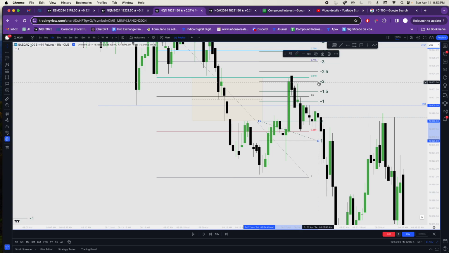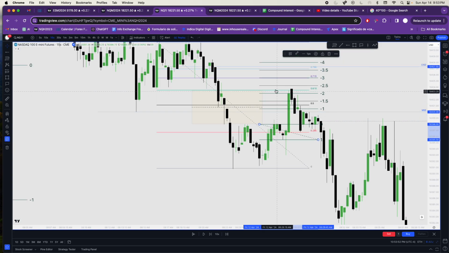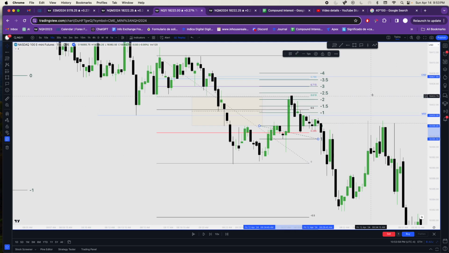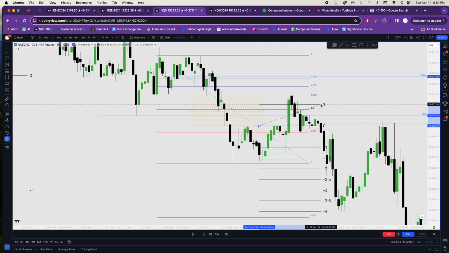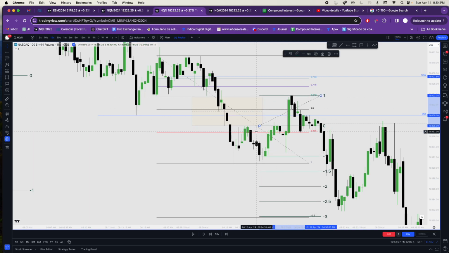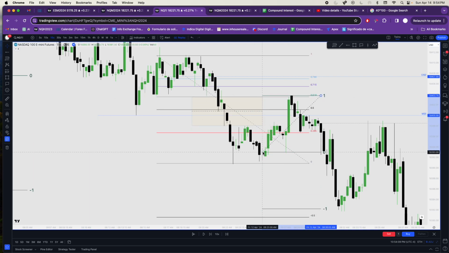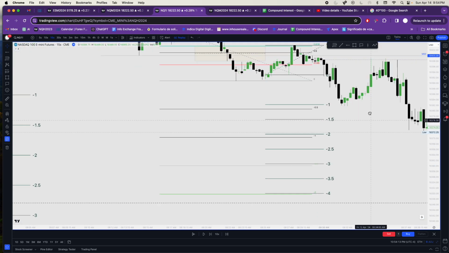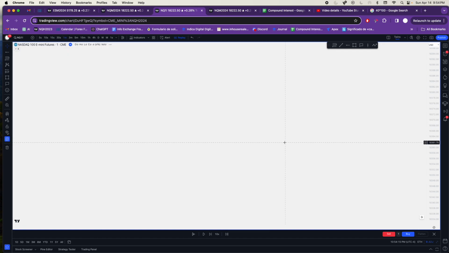See? 2, 2.5, optical thread entry. You short here, right here, short there. And then our manipulation leg, which we do here, from that high down to this low. Yes, the manipulation leg exceeds this order block. And then we go to the 1 minute.